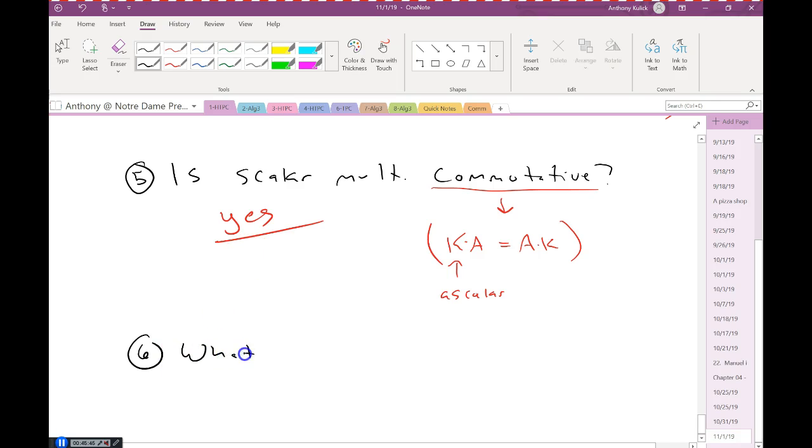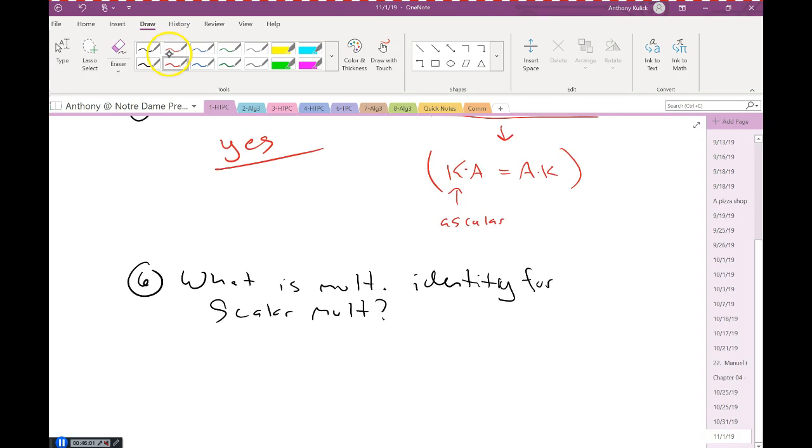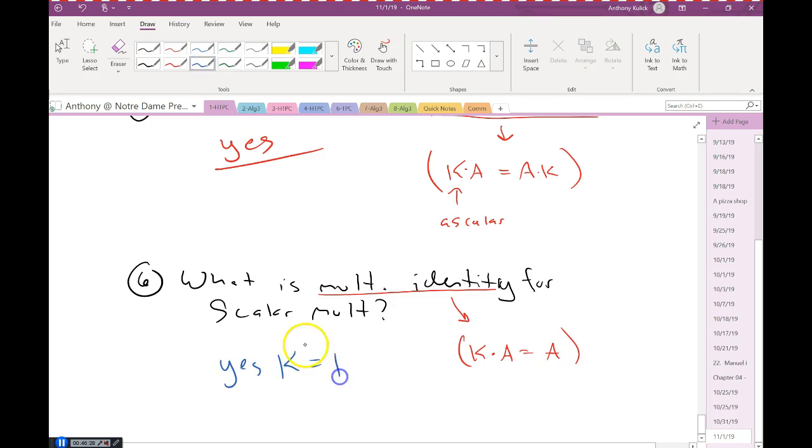We'll ask then, what is the multiplicative identity for scalar multiplication? When we talk about a multiplicative identity, what are we talking about? Something where I do k times A and I just get A back. This should be obvious, right? What does k have to be? Okay, but which specific real number? 1, right? I think that's us.